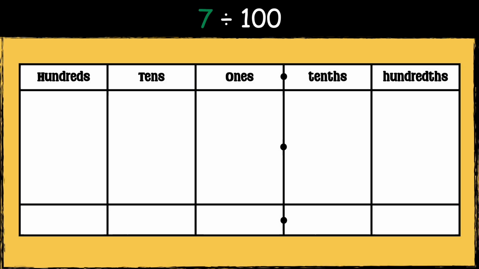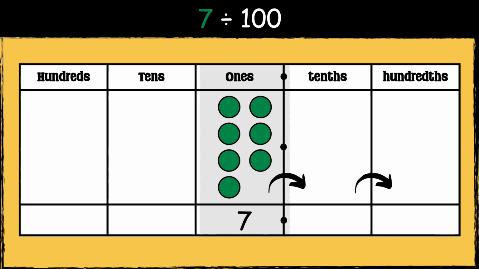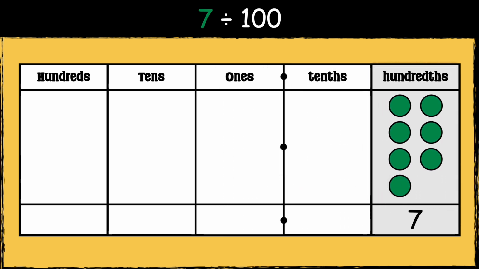Here's another example. 7 divided by 100. So we need to move the digits 2 places to the right. So 7 becomes 7/100ths. We need to use 0 as a placeholder to show that there are no 1s and there are no tenths. So the answer is 0.07.